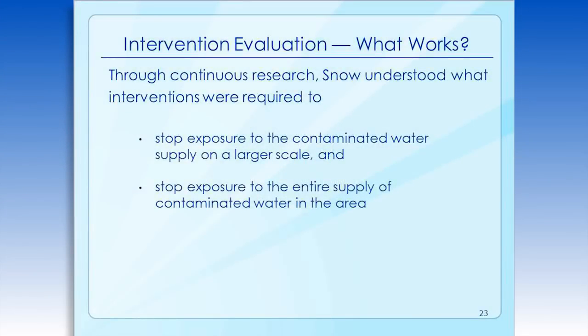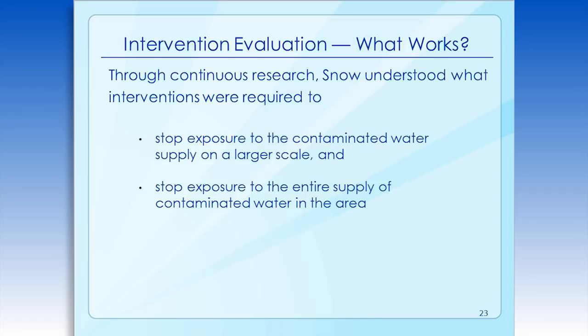So after identifying the likely risk factors, the next step in the public health approach is to evaluate potential interventions. With the water supply from the Broad Street pump identified as the risk factor, Snow then worked to identify interventions to address the problem. He did a lot of continuous research, and from that research, he understood that the interventions required to control the cholera outbreak were basically two different interventions. One was to stop exposure to the contaminated water supply in the neighborhood, and then on a larger scale, to stop exposure to the entire supply of contaminated water in the area.